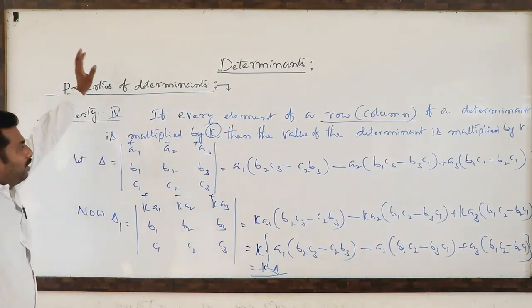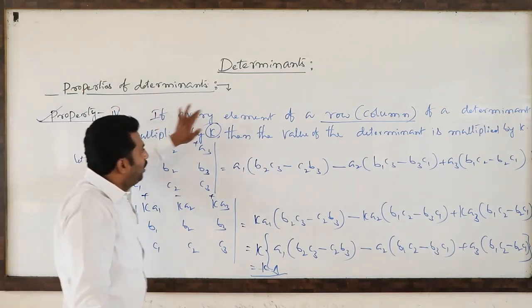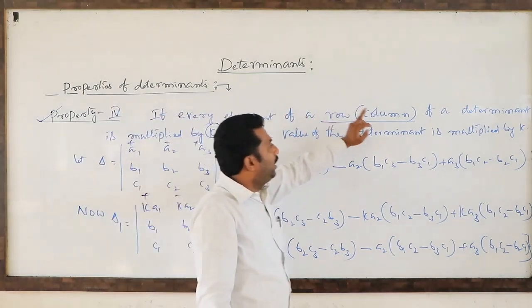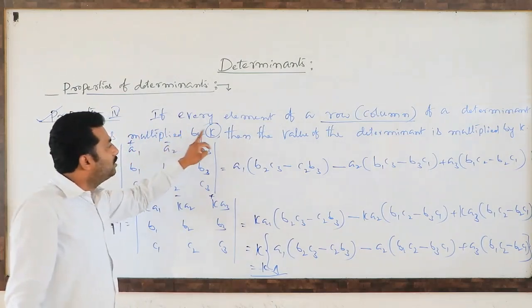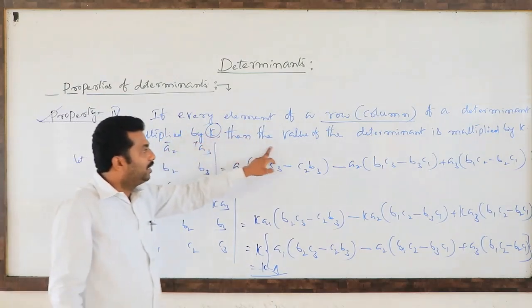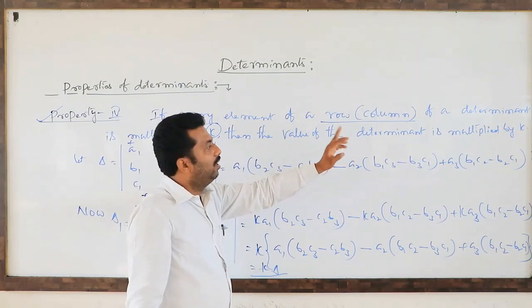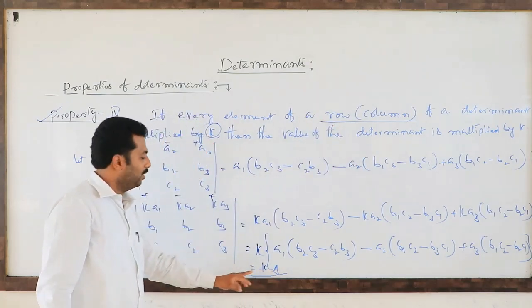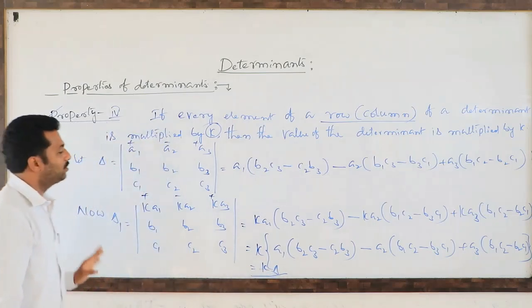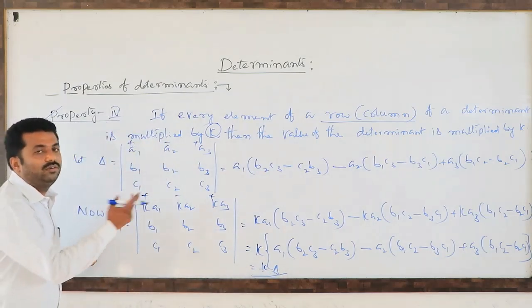So now read the statement once again. If every element of a row or a column of a determinant is multiplied by a non-zero constant K, then the value of the determinant is multiplied by K. So this is K into delta, meaning K times delta.